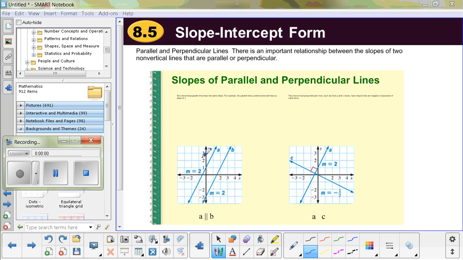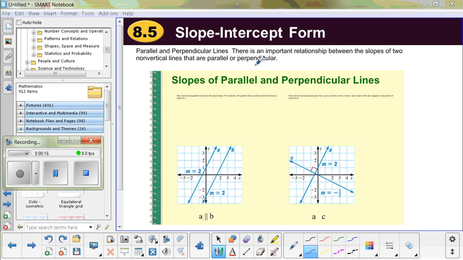Hi, ladies and gentlemen. We're back at part 3 of Slope Intercept, lesson 8.5. We're going to be talking about parallel and perpendicular lines. They're really important to understand, and how to create them in relationship to other lines.